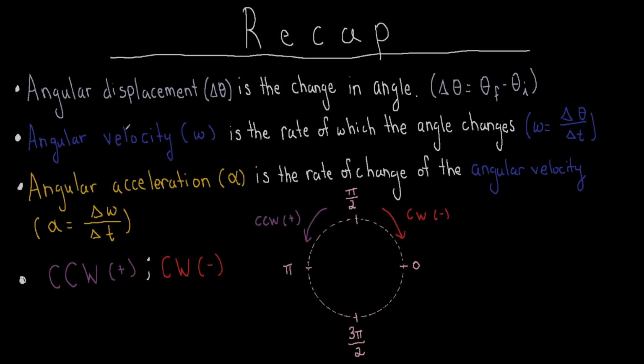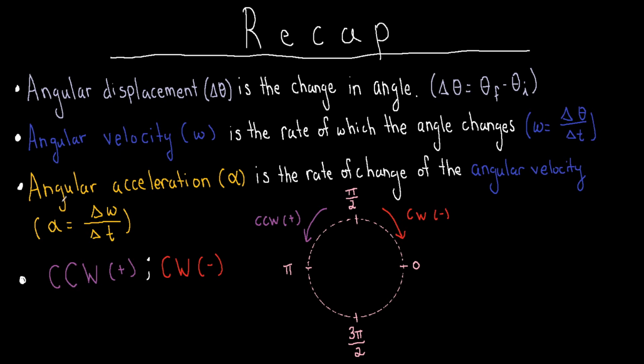So in recap, our angular displacement is denoted as delta theta and is defined as the change in angle. And to find our angular displacement, we subtract the final angle minus the initial angle. The angular velocity is denoted as omega and is defined as the rate at which an angle changes. And to find our angular velocity, we divide our angular displacement by a change in time.